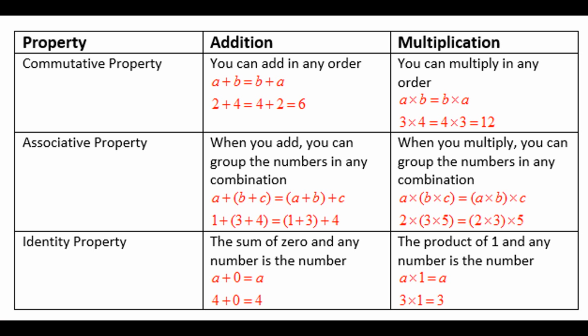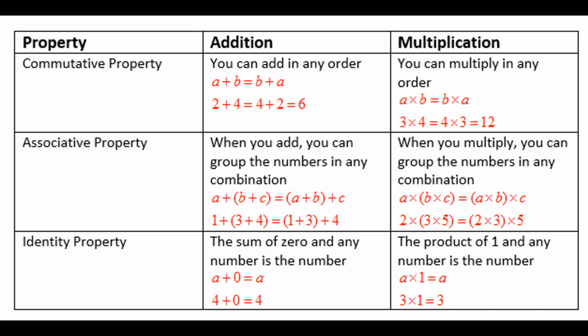Again, we have the commutative property, in a little more detail. The commutative property of addition states that you can add in any order. a + b is the same as b + a, so 2 + 4 is the same as 4 + 2, and it will equal 6. Then if you multiply, 3 × 4 is the same as 4 × 3, and you will get 12 for both of them. So it doesn't matter how you switch around the numbers, you will arrive at the same answer.